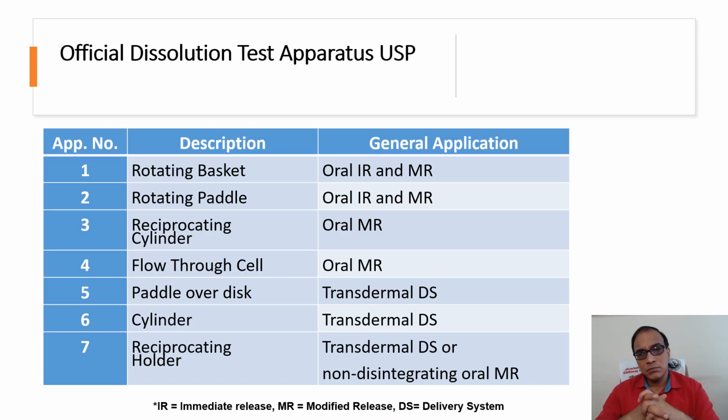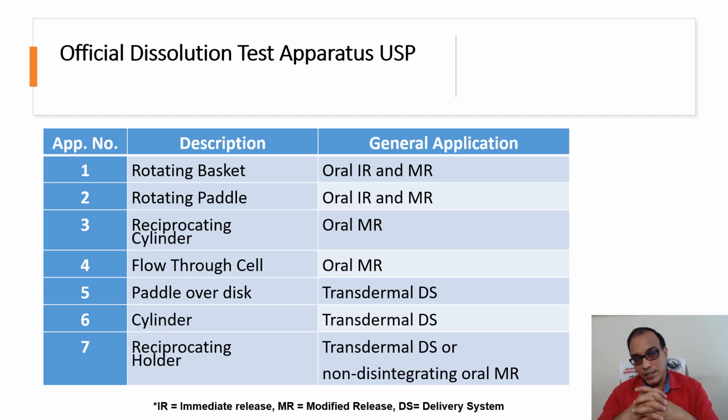So we have discussed the IP. Let me tell you something about the dissolution test apparatus USP. There are seven types of dissolution apparatus. First is the rotating basket, type 1, as we are told. Type 2 is paddle. Type 3 is reciprocating cylinder. Type 4 is flow through cell. Type 5 is paddle over disc. Type 6 is cylinder. Type 7 is reciprocating holder.